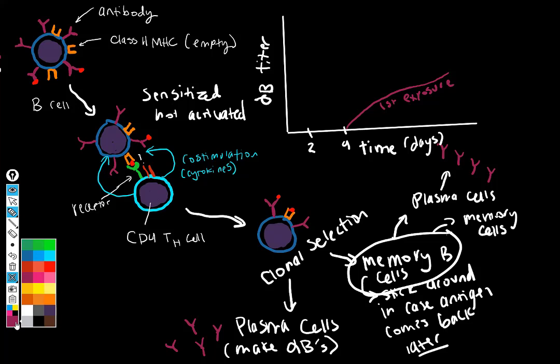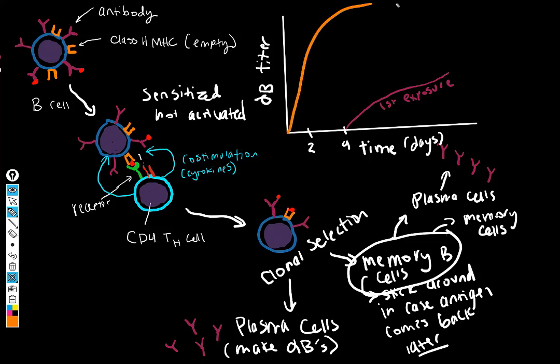exposure. Now, in second exposure, because we have these memory cells and they're going to be sticking around to notice, if I get re-exposed to the same pathogen a second time, my antibody titer shoots up on day 1.